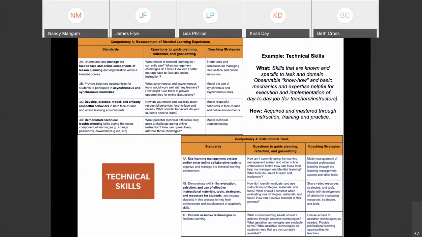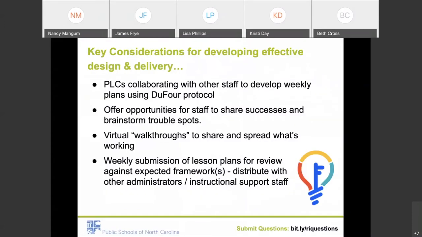Dr. Jamie Linton, author of the Blended Learning Blueprint for Elementary Teachers, did a lot of work on this framework to add the coaching piece. So it's a valuable tool that we're also sharing as a resource today. And on the next slide, there are a few key considerations that we want you to think about in this limited time that we have for design and delivery.